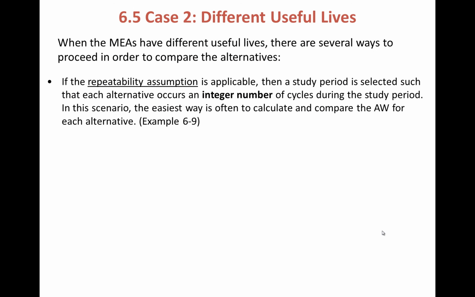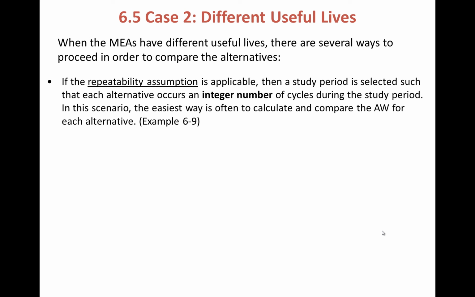Now case 2 is a little bit more complicated. This is where the useful life may be different. The useful life of the different pieces of equipment may not be the same as the study period, and the useful lives of the alternatives may not be equal to each other.